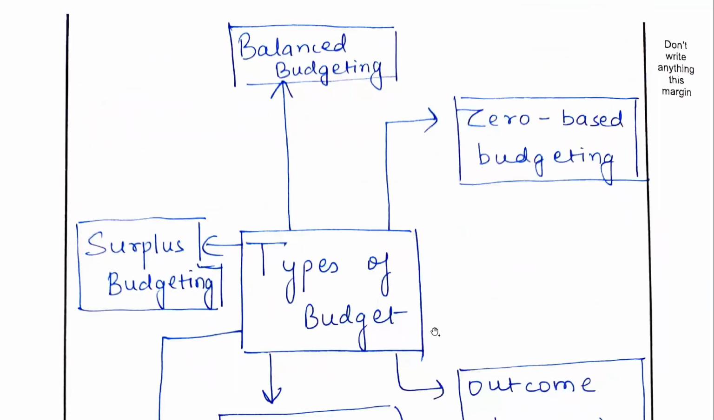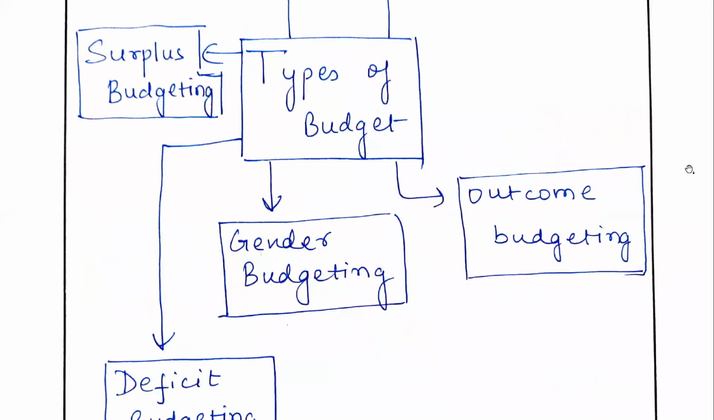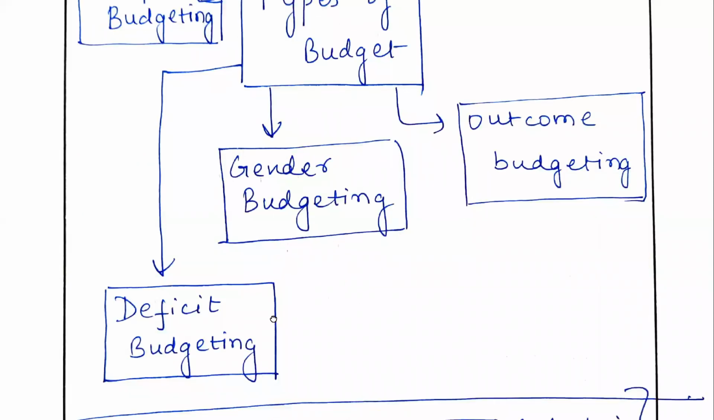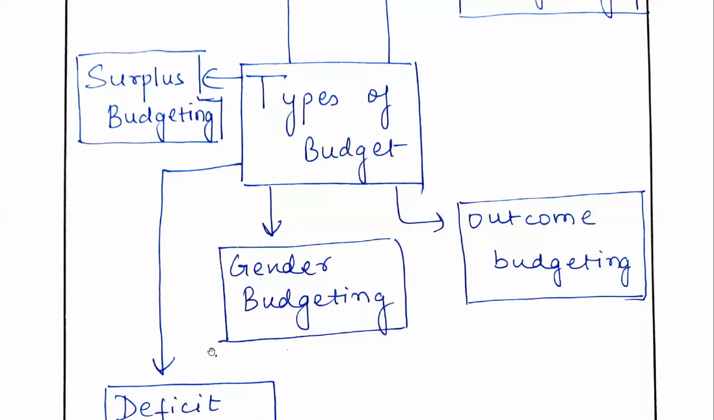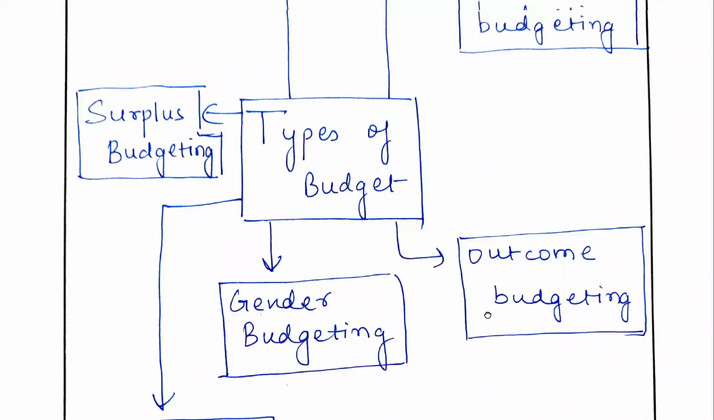Now we'll look at the types of budget. So balance budgeting, zero based budgeting, outcome budgeting, gender budgeting, deficit budgeting, and surplus budgeting. Okay, so we will be doing the gender budgeting in detail in tomorrow's class, or we will also talk about the drawbacks of the present budgeting system, and we will also talk about the way forward. But आज ये बाकी सारा कर लेते हैं.